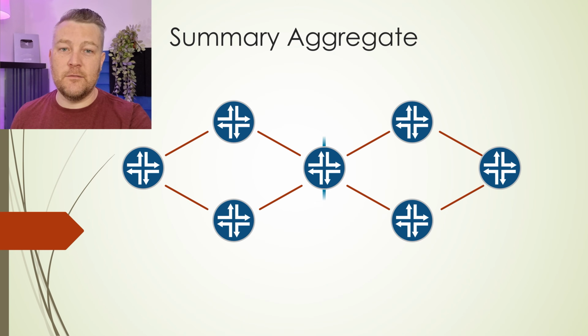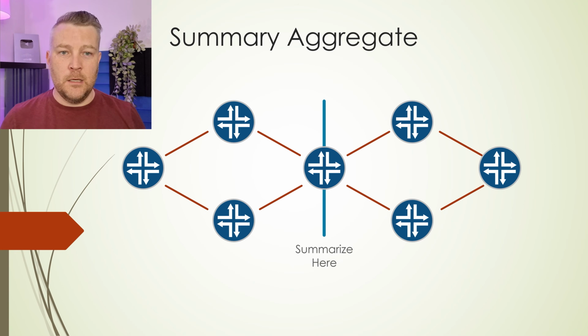Now, there are two main advantages to summarizing. One is that it keeps the EIGRP topology table nice and small, which has its own advantages, such as being better organized, requiring less resources on the routers and things like this. But the other advantage is that this creates a query boundary.